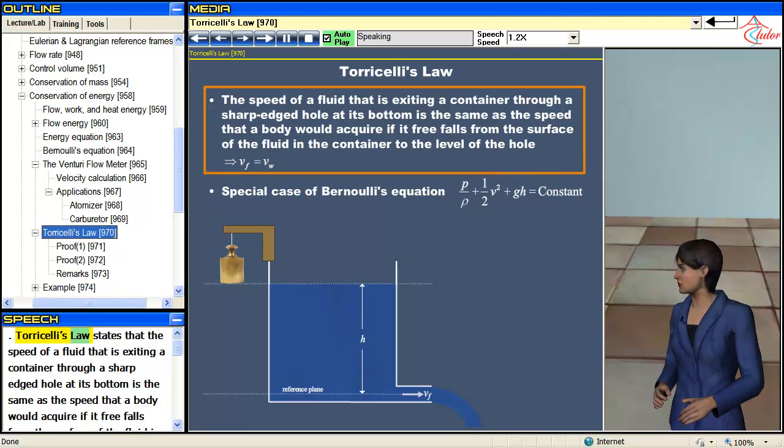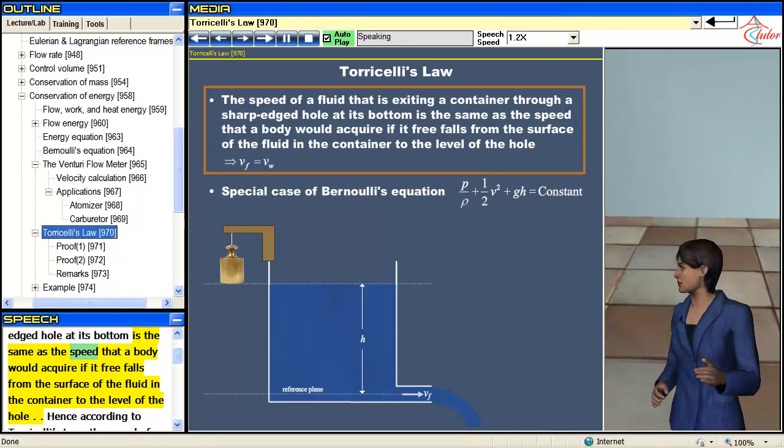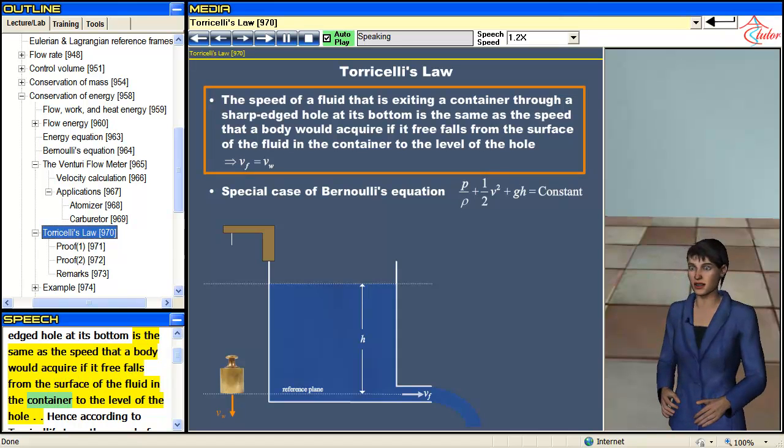Torricelli's law states that the speed of a fluid that is exiting a container through a sharp-edged hole at its bottom is the same as the speed that a body would acquire if it free falls from the surface of the fluid in the container to the level of the hole.